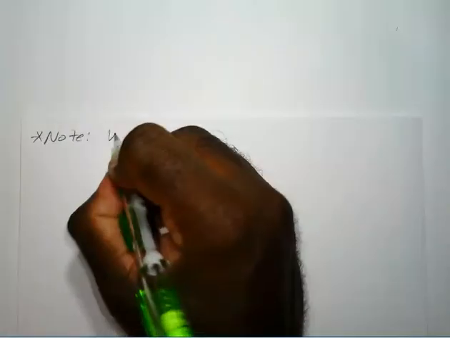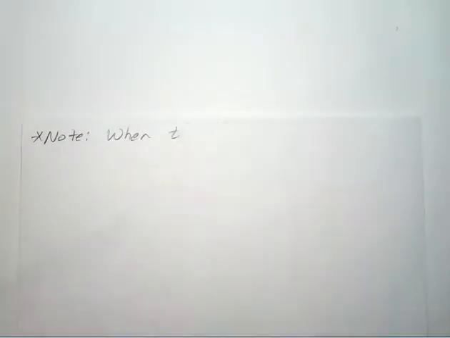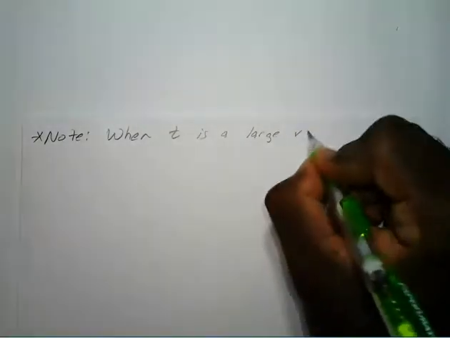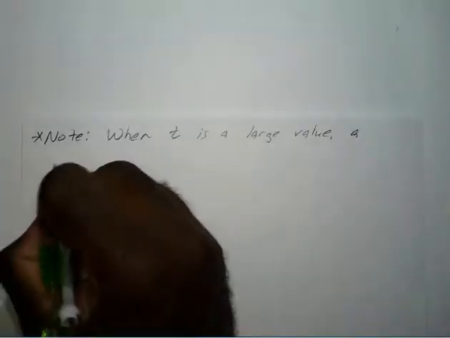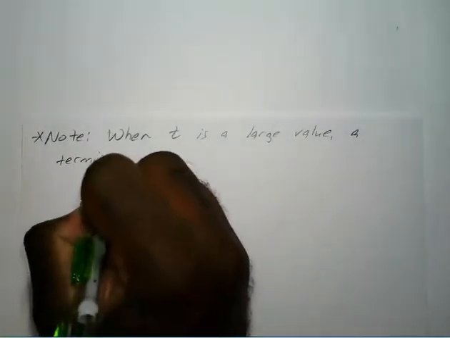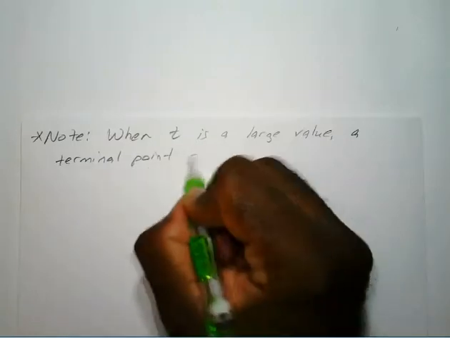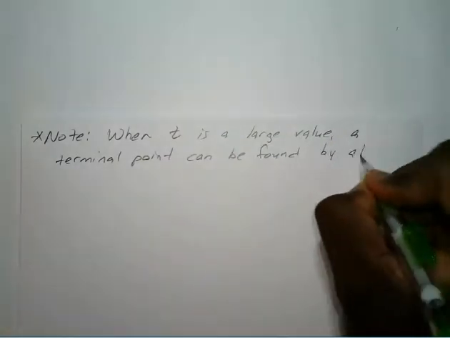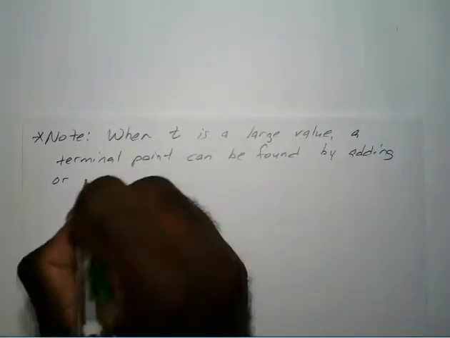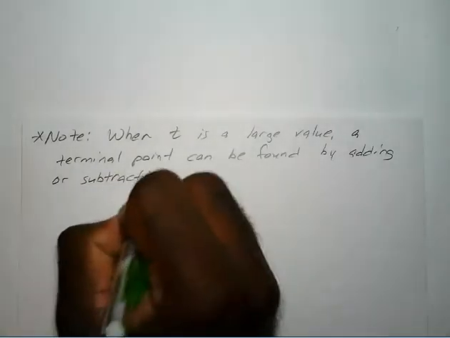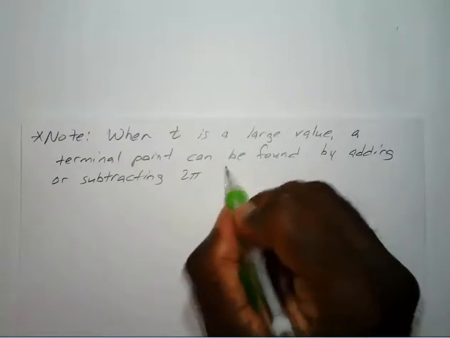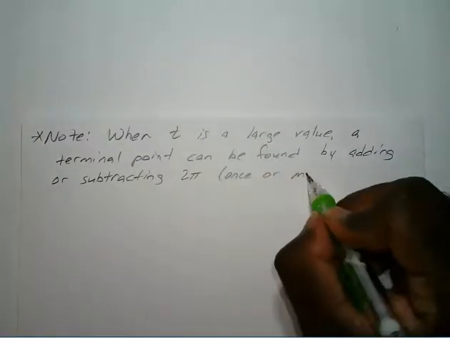Okay, a quick note. When your t is a large value, a terminal point can be found by adding or subtracting 2 pi, either once or multiple times.